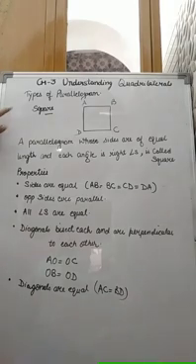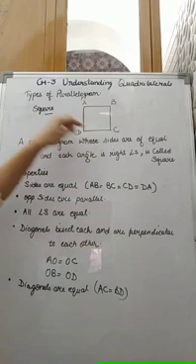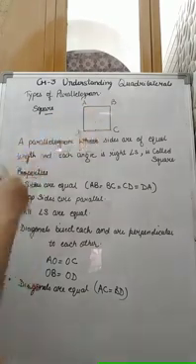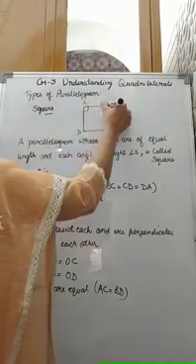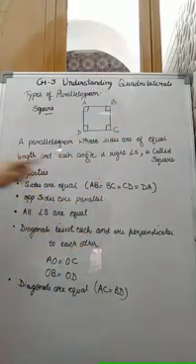Now, the next type of parallelogram is a square. ABCD is a square. A square is a type of parallelogram whose all sides are of equal length and each angle is of 90 degrees. Here angles A, B, C and D are all making 90 degrees. So it is a square.